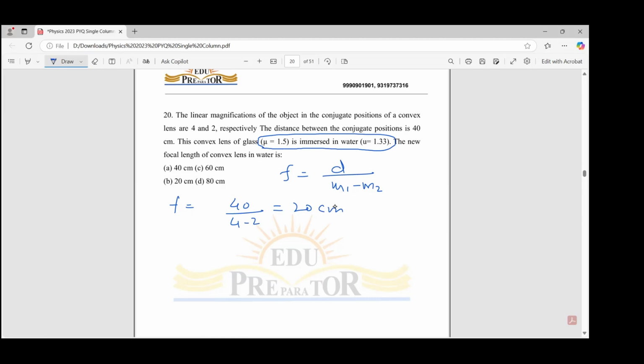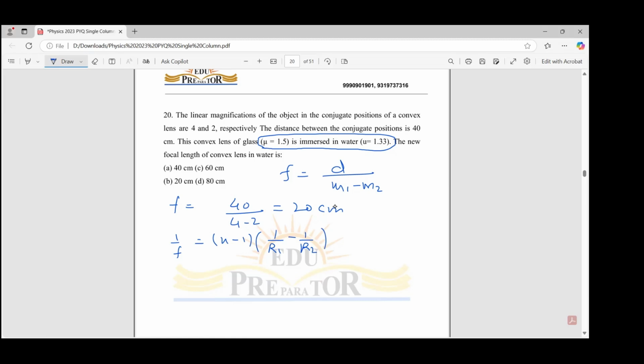Now he says the question further, the lens is put in water and lens is made up of glass. So we have lens maker formula with us, right? So we use the lens maker formula. So we have 1 by f is equal to n minus 1 multiplied by 1 by r1 minus 1 by r2. So r1 and r2 are the radii of curvature of the two, because it is not given in the question.